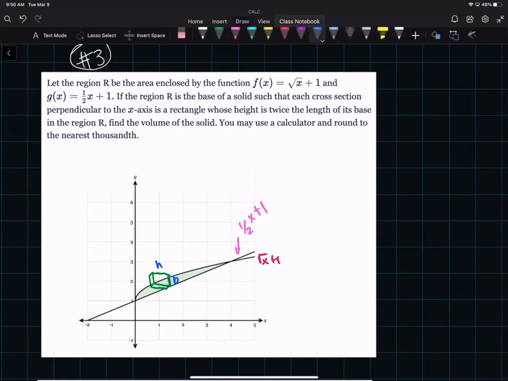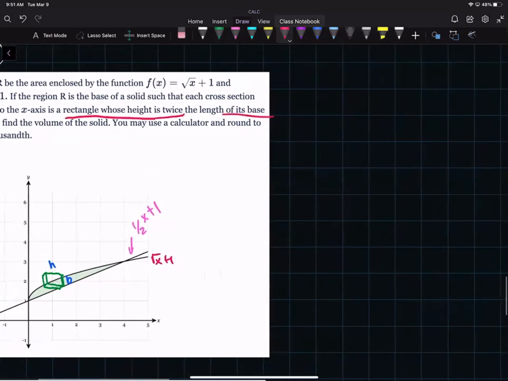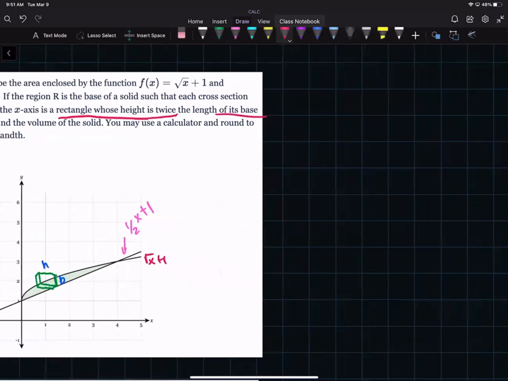All right, guys. I'll go back to it, Daniel, in a bit. So let's look at this one. First of all, it is important to highlight the rectangle whose height is twice the length of its base. All right, so twice. So if I go ahead and think about it, first of all, let's figure out what the base is. So again, what is the length of the base?